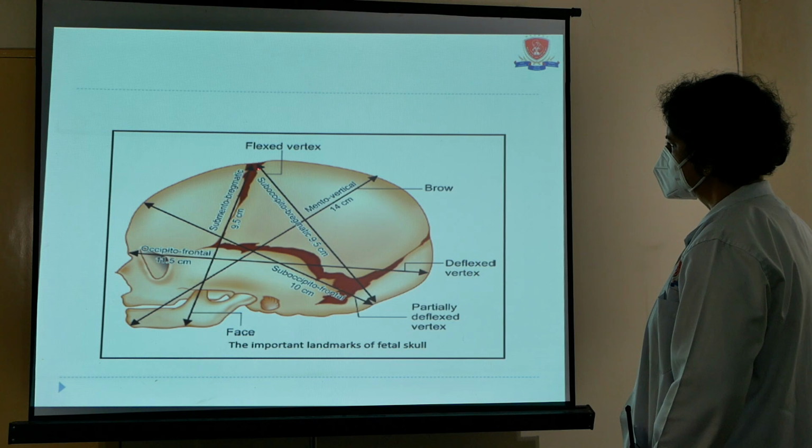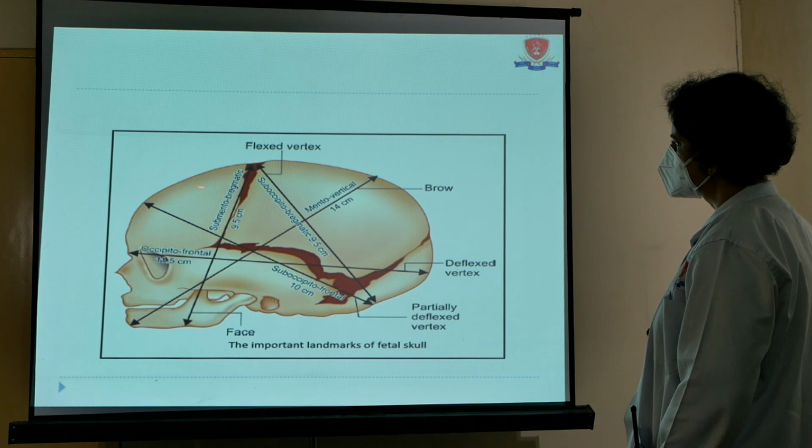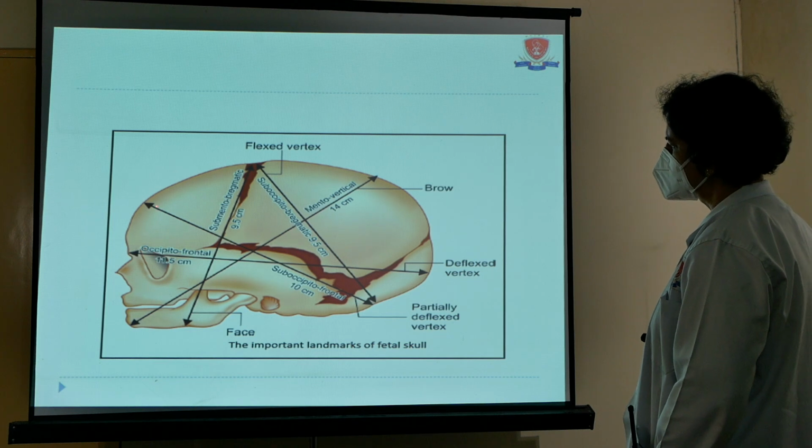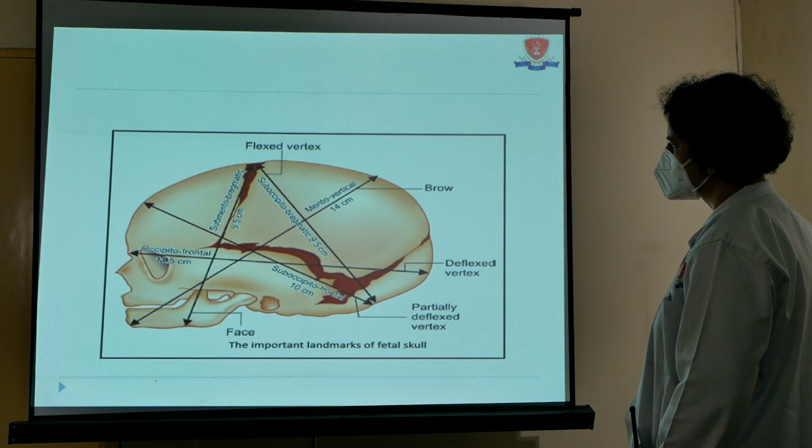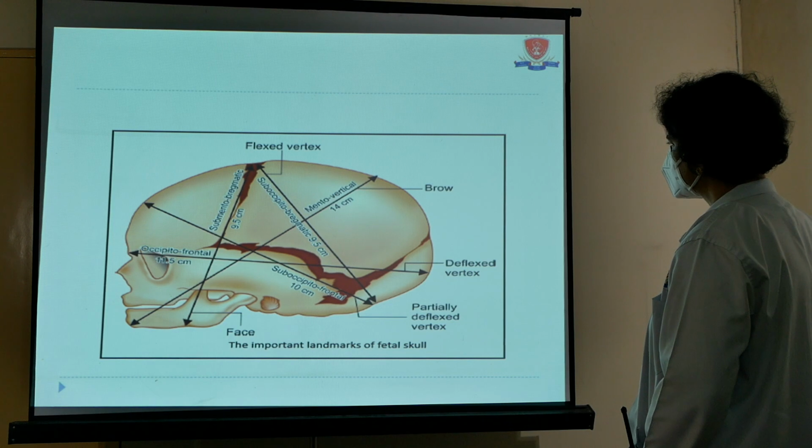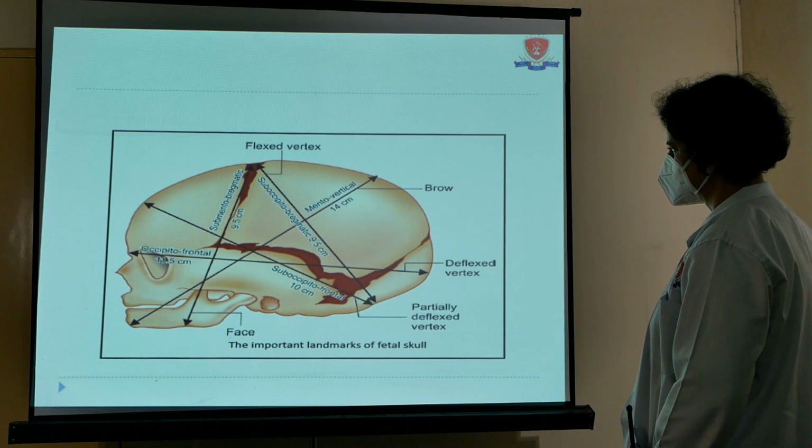So this is at the center of the bregma. The second is at the anterior end of the bregma, and the third, occipitofrontal, is at the root of the nose. So these three are in the vertex presentation.